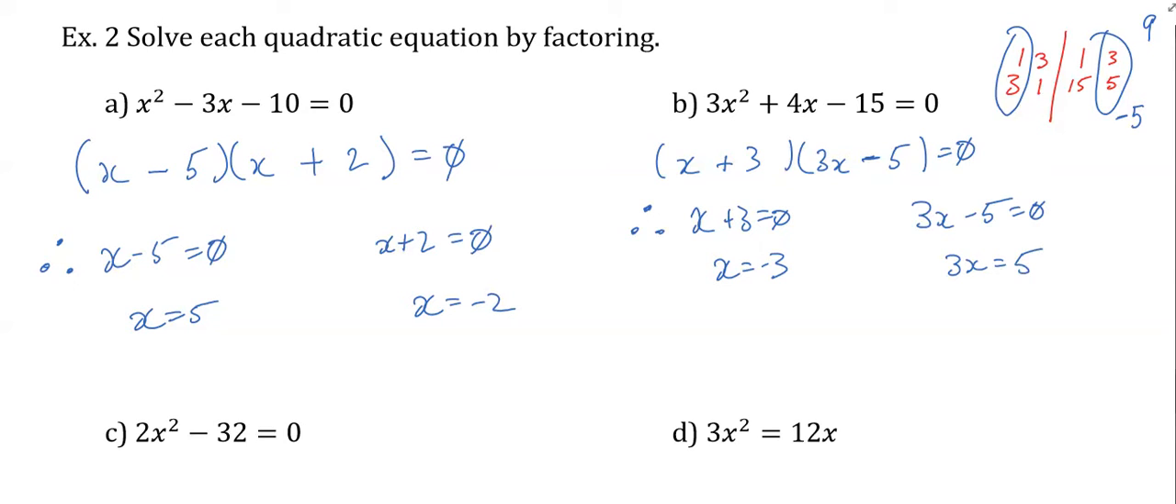Everybody good? Any questions? All right, let's keep going. Negative 3 and 5 over 3.